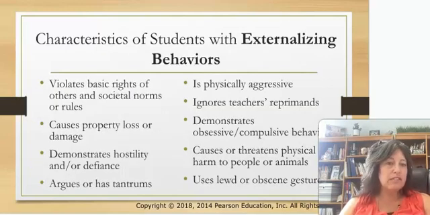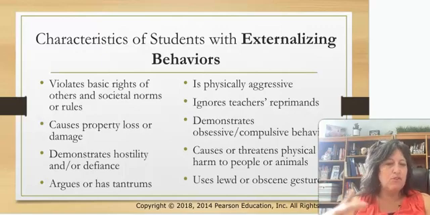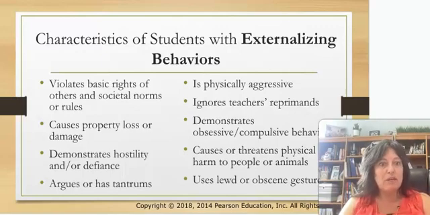So what are characteristics of students with externalizing behaviors? These are the behaviors we can see, we can witness in the classroom. They tend to violate the basic rights of others and societal norms. They cause property damage or property loss. They can demonstrate hostility or defiance. They often argue and have tantrums. They can be physically aggressive. If you ask them to do something in compliance, they'll ignore it. They'll demonstrate obsessive compulsive behaviors. They can either cause or threaten physical harm to people or animals. They'll tend to use lewd or obscene gestures in your classroom. So these are all things that we can witness, we can see.